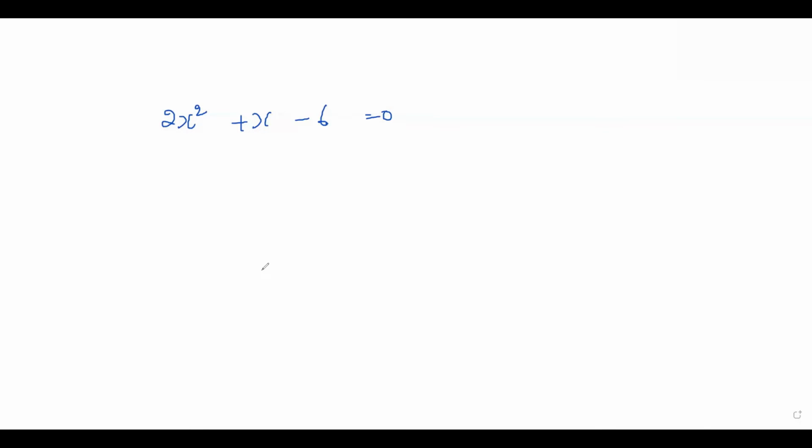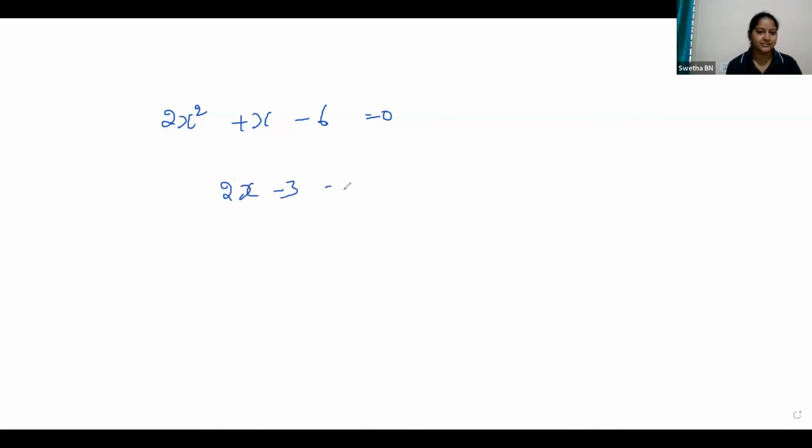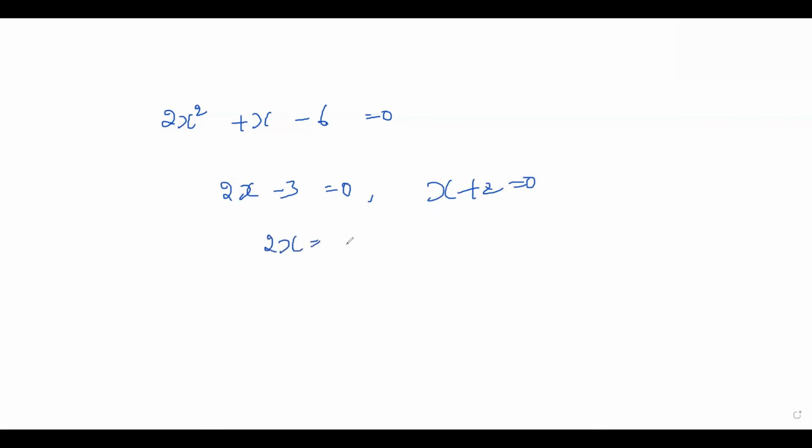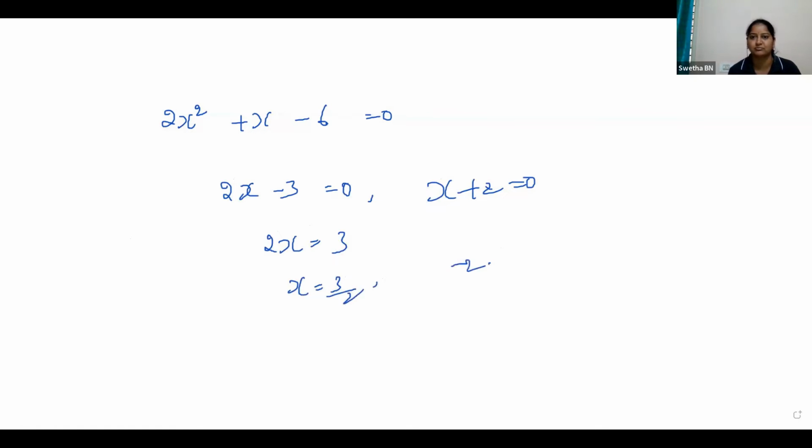Ma'am, the factors are 2x minus 3 and x plus 2. Very good. 2x minus 3 is equal to 0 and x plus 2 is equal to 0. See, how can you write this? 2x is equal to plus 3. So x is equal to 3/2, and x is equal to minus 2. Very good. And we quickly revise polynomials.